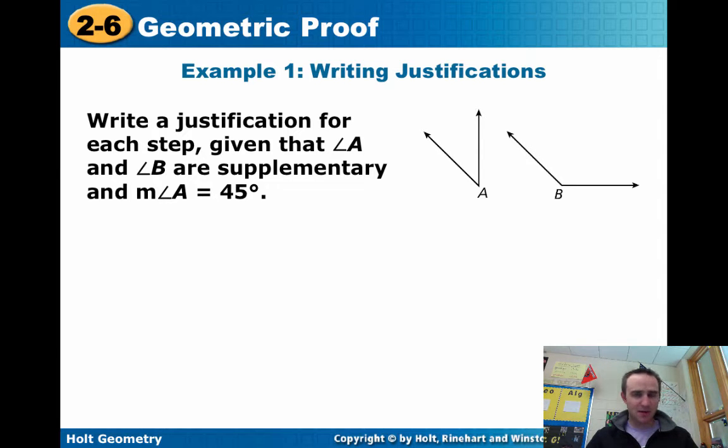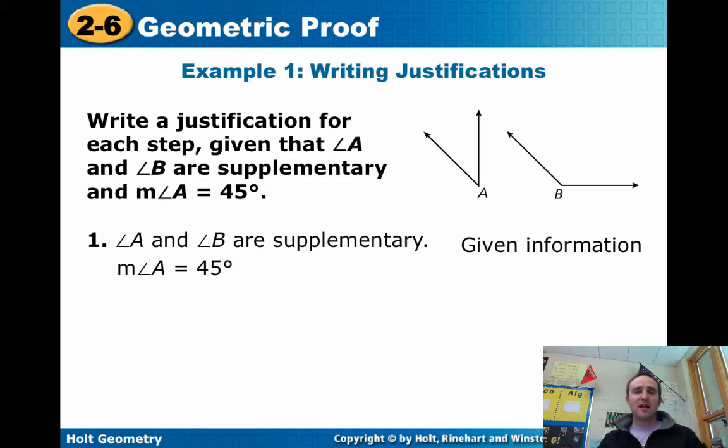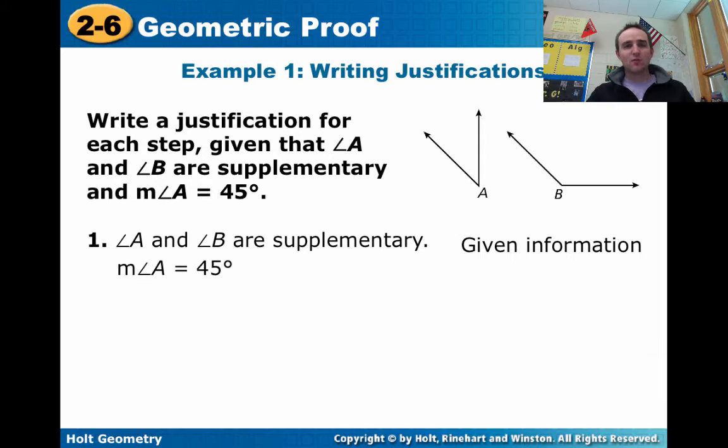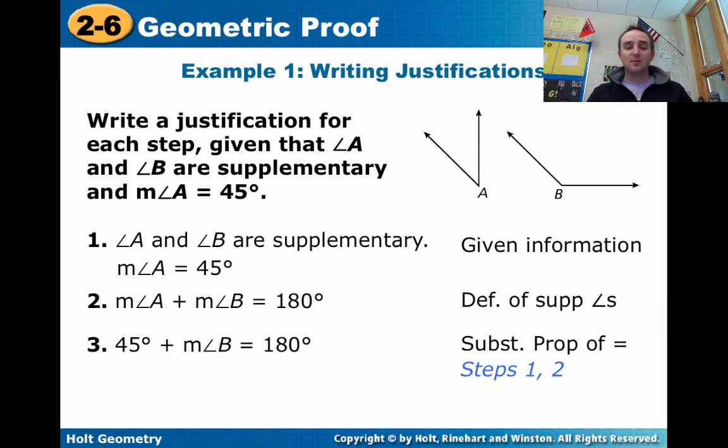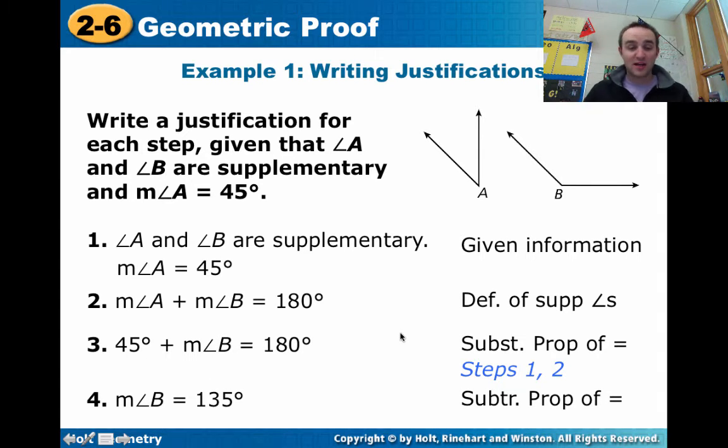It's given that A and B are supplementary, and the measure of angle A is 45. That's our given. We just put given for that. After that, because they are supplementary, we can say that they add up to 180. That is the definition of supplementary. Then we can substitute. We're replacing the A in step 2 with the 45. And then finally, subtraction property of equality. Remember, that means we subtract 45 from both sides and we get our answer, which is that the measure of angle B is 135.